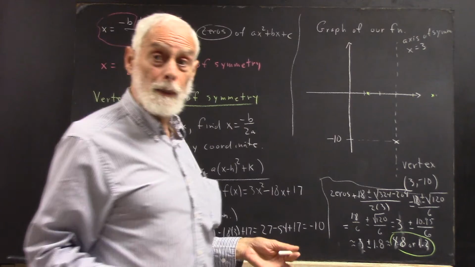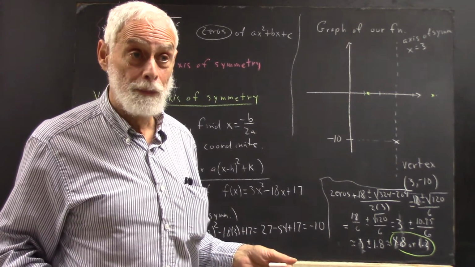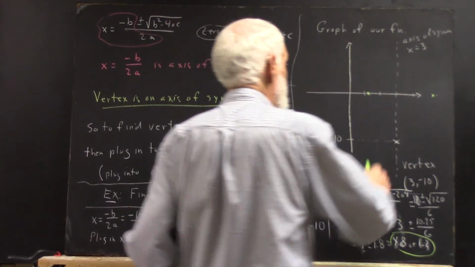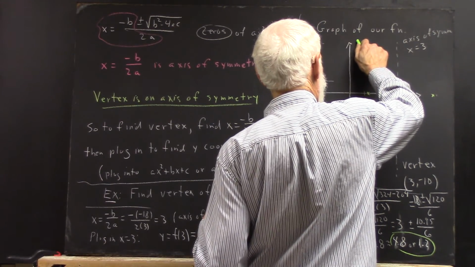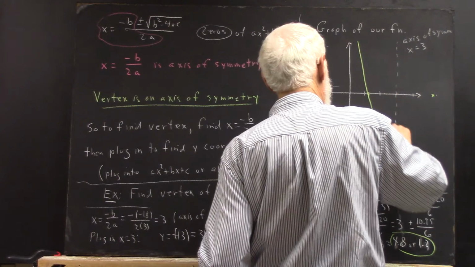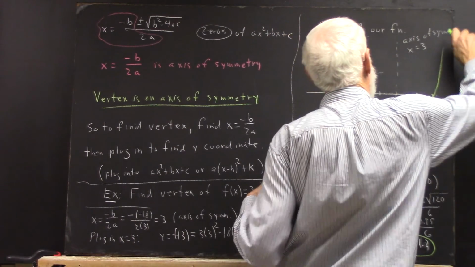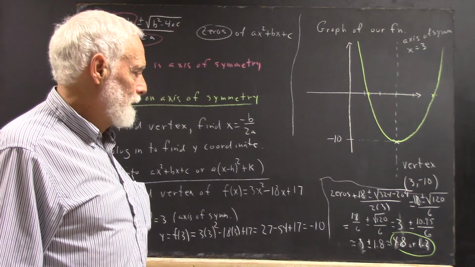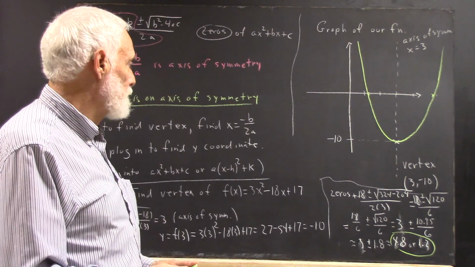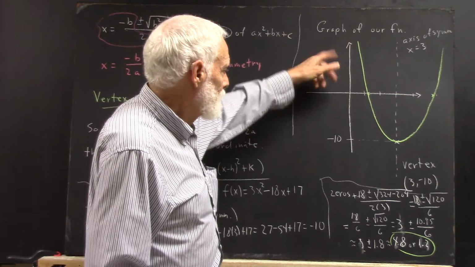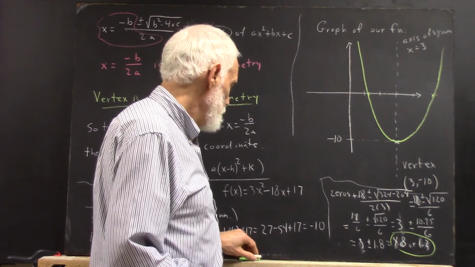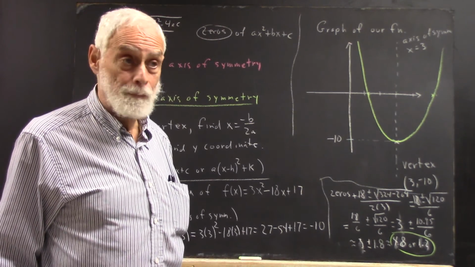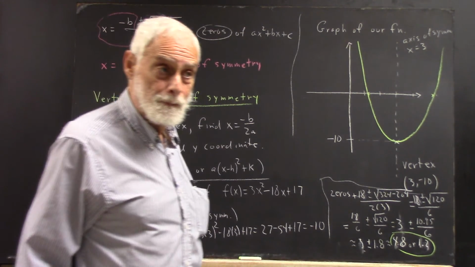Now, can we draw a parabola based on those 3 points? If you got your vertex and your 2 zeros, pretty much home free. Now, you got to be careful that you get the right y-intercept, which would be 17. So I haven't drawn it really, really well, but based on those 3 points, that's a reasonable parabola. Okay? Make sense?